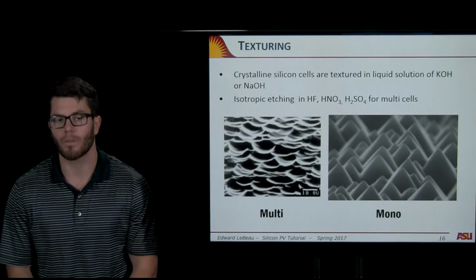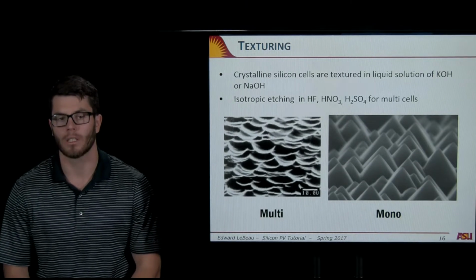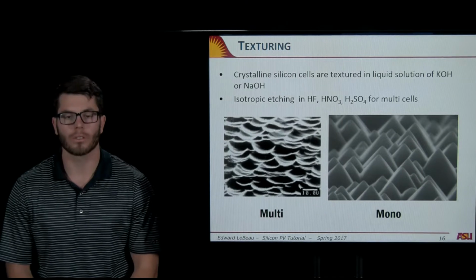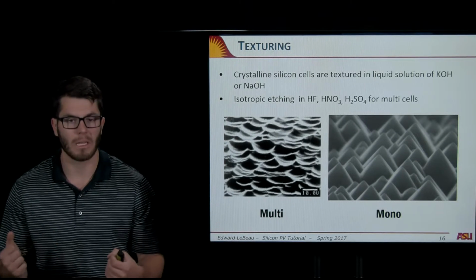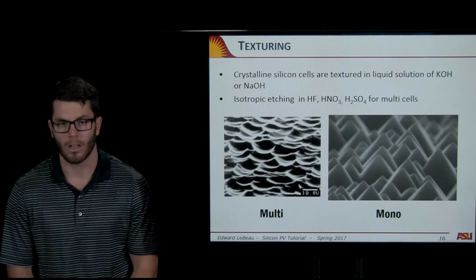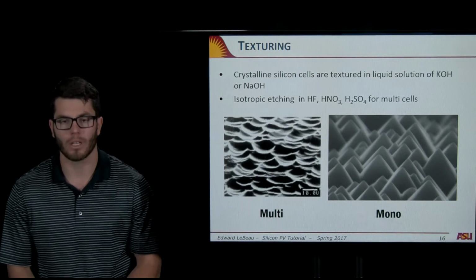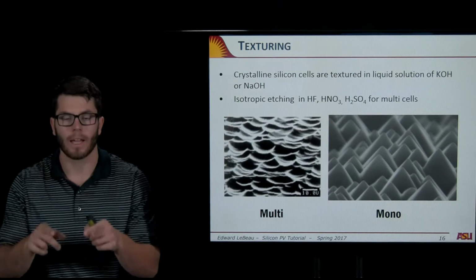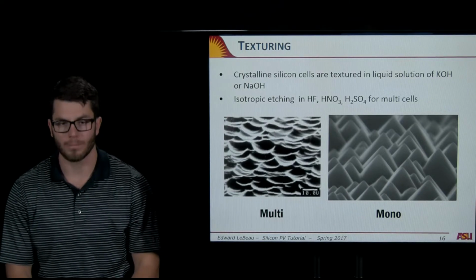Another way to reduce your reflectance is a thing called texturing. So basically you dunk your silicon in a vat of KOH or NaOH, and you etch your solar cell. And basically what happens there is you get all these little pyramids that get built up on the solar cell.